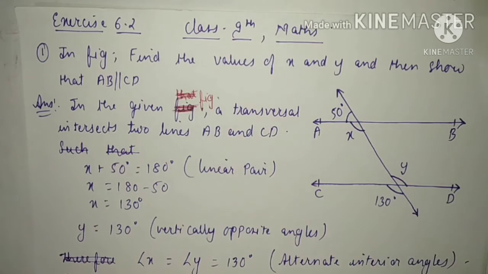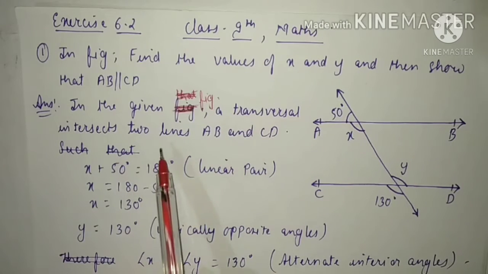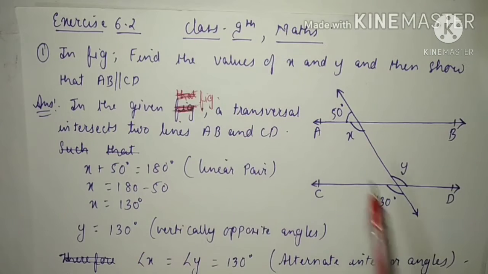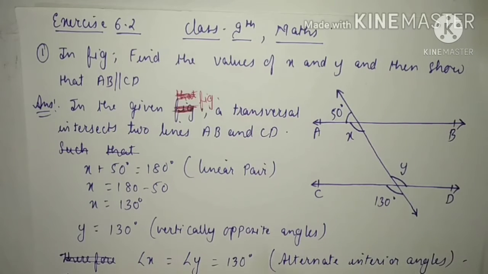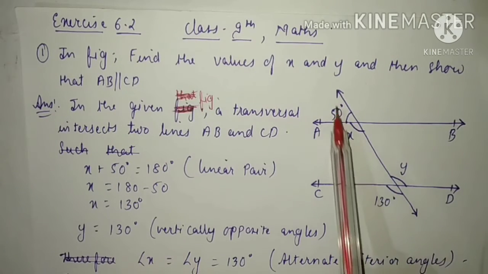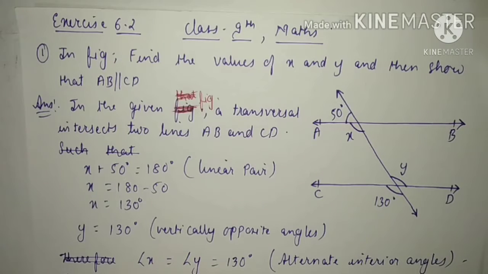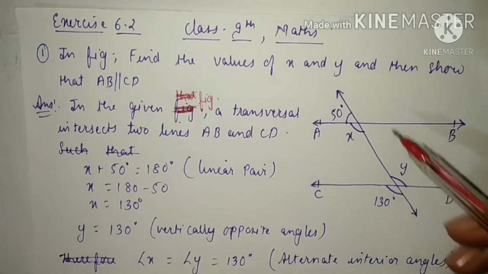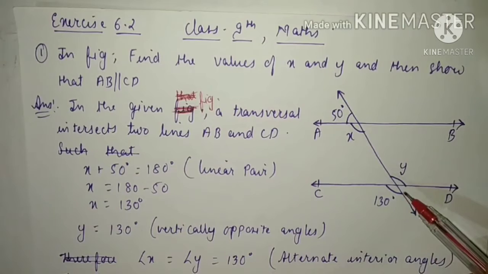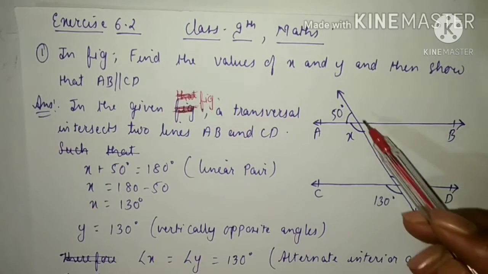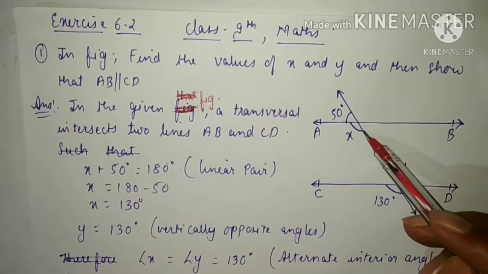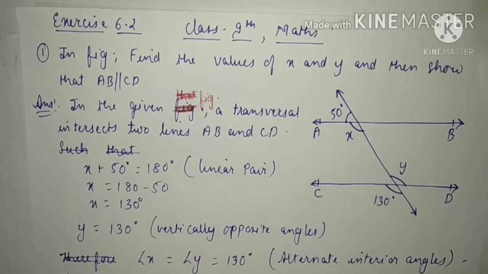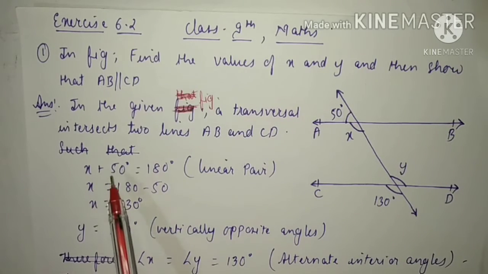In the given figure, a transversal intersects two lines AB and CD. These are the two lines AB and CD, and this is a transversal which is intersecting both the lines. Now in this we can see that this is a straight line, okay? So the sum of these two angles will be equal to 180 degrees because this is forming a linear pair. So x plus 50 is equal to 180 degrees. Why? Because of linear pair.